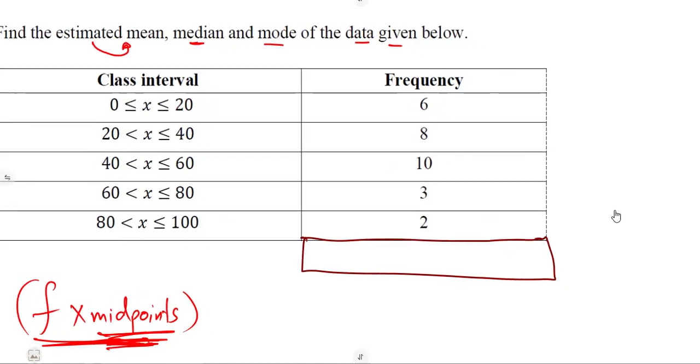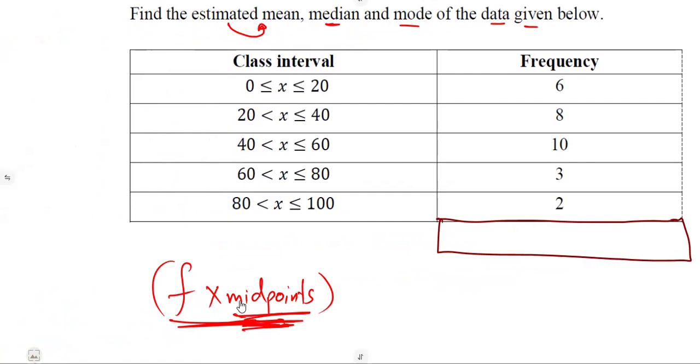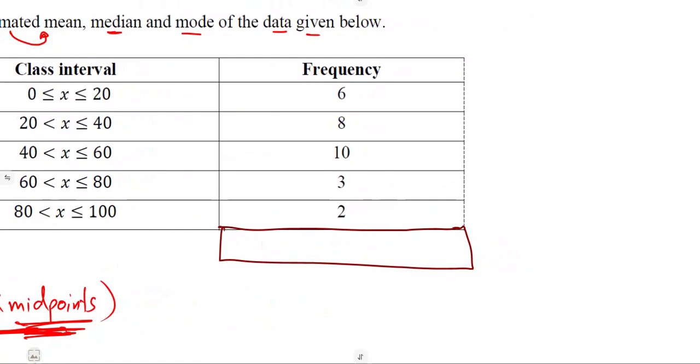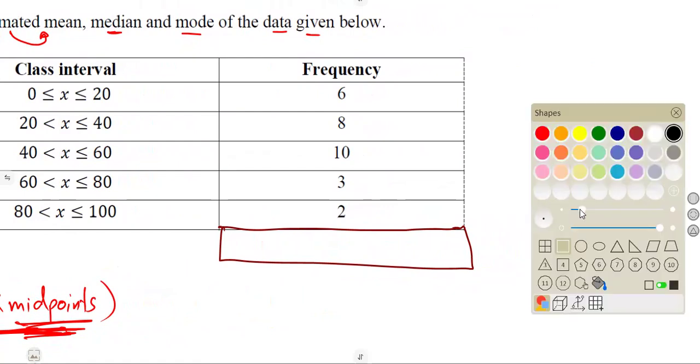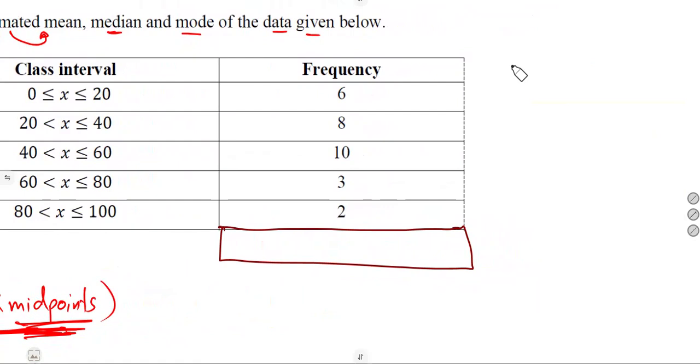So always, this is what you're going to do to make it easier to answer the question. You make adjustments. As we can see, we need the midpoints. For us to have the product of these two, first we are going to need the midpoint. So we're going to add 2 columns to our given information. One is for the midpoints, and the other is for the product of the frequency and the midpoints. So 2 columns are going to be enough.